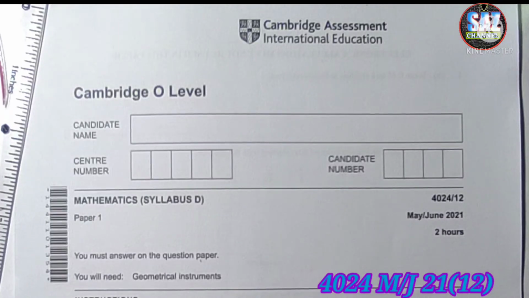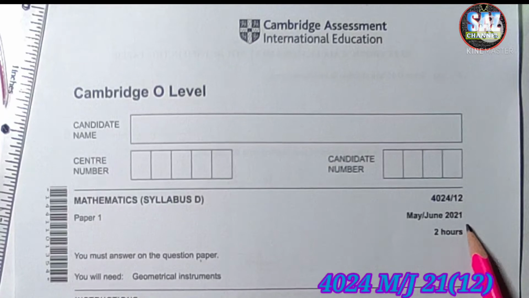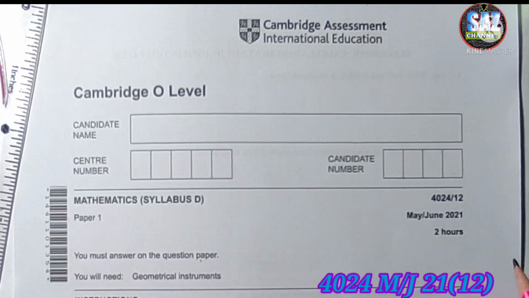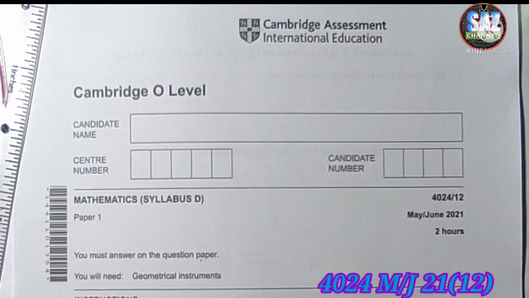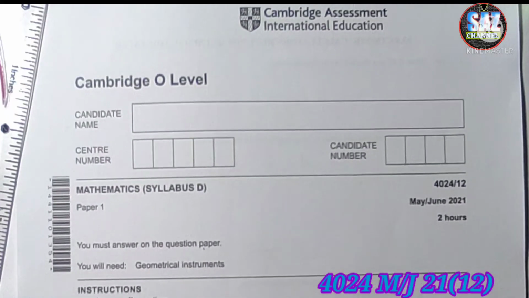This is my first lesson of 4024 1-2 May June 2021's paper. This is paper 1 and the time allocation for this paper is 2 hours and marks are 80, and this is the paper that we have to solve without calculator.